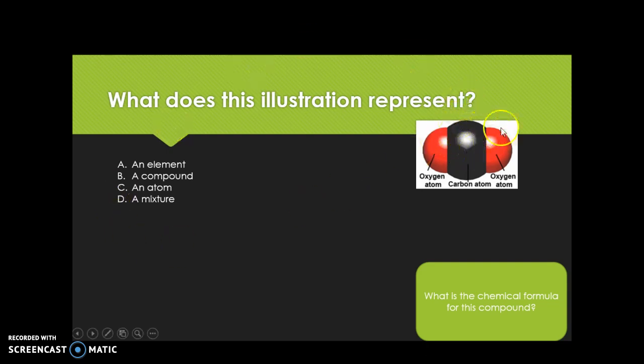What does this illustration represent? A, an element, B, a compound, C, an atom, D, a mixture. What is the chemical formula for this compound? C represents carbon, O represents oxygen.